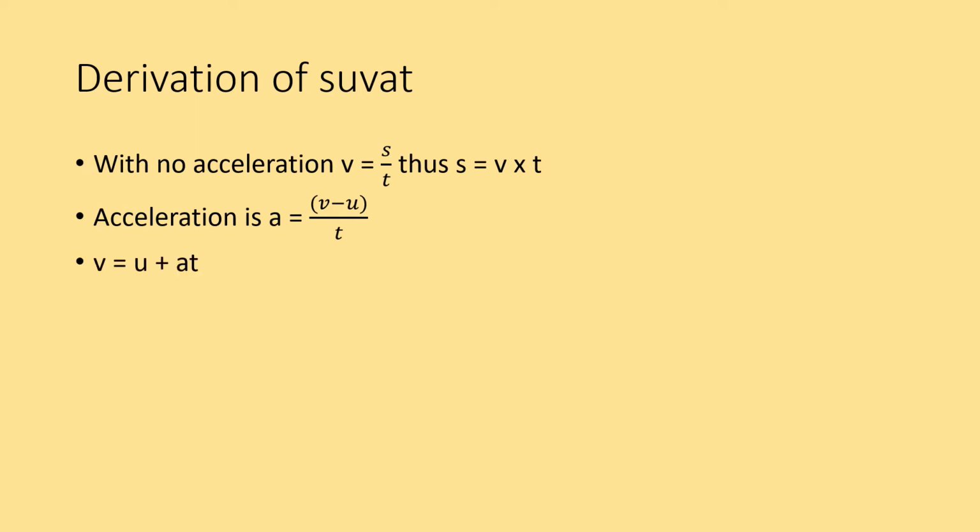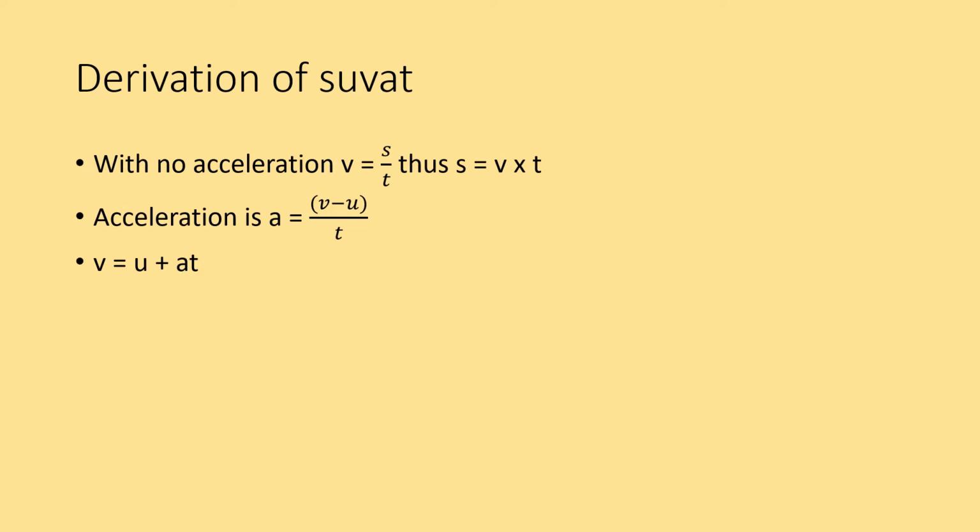So we can rearrange this. It's not that hard of a rearrangement. You multiply both sides by t to get at equals v minus u. You move the u onto the other side, and you end up with final velocity is equal to the initial velocity plus acceleration times time. That shouldn't come as too much of a shock to you.